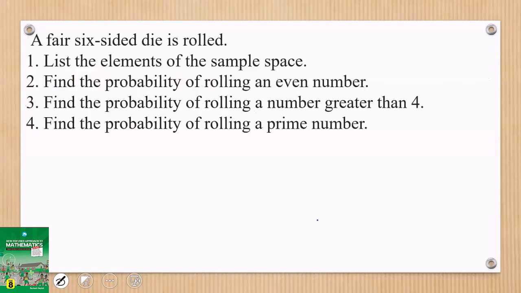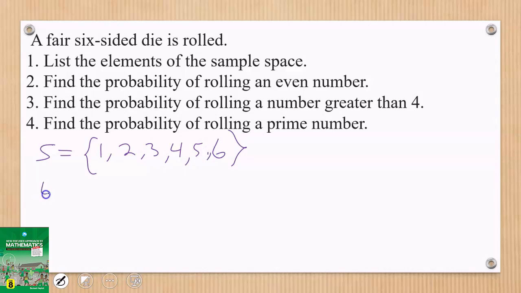Let's take a question like: a fair six-sided die is rolled. We want to list all the sample space. Let me use S to represent the sample space. The sample space will be 1, 2, 3, 4, 5, 6. So these are the possible outcomes. Now the question says we should find the probability of rolling an even number.